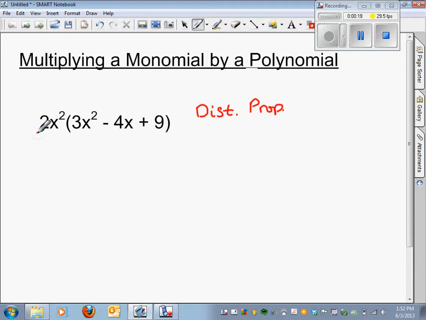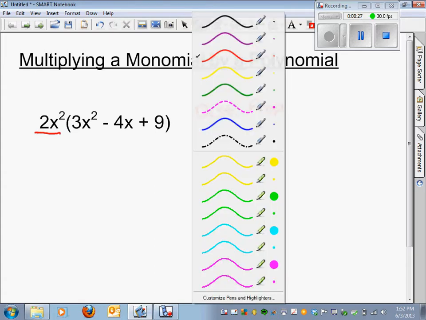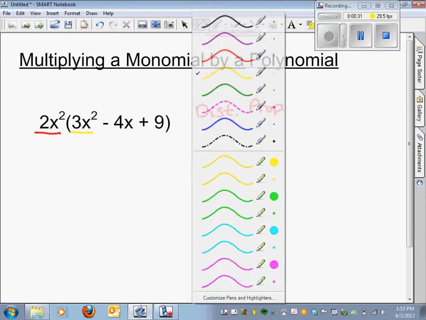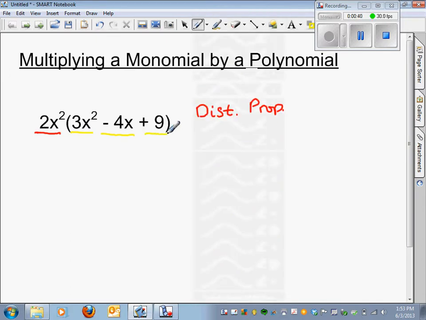The 2x squared, because it's a single term, is called a monomial, and our polynomial, the 3x squared minus 4x plus 9, is composed of three separate terms. The 3x squared being our first term, the negative 4x being the second, and the positive 9 being the third. So the 2x squared will get multiplied by each one of those terms individually.